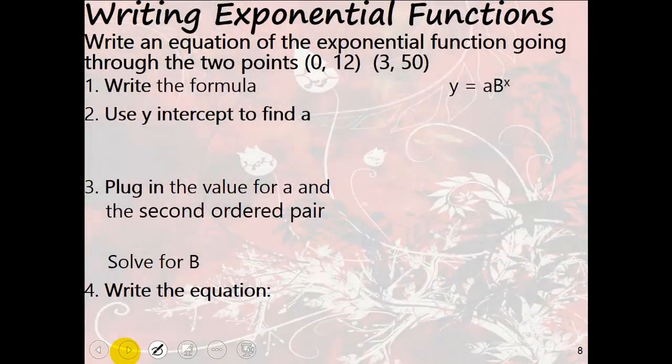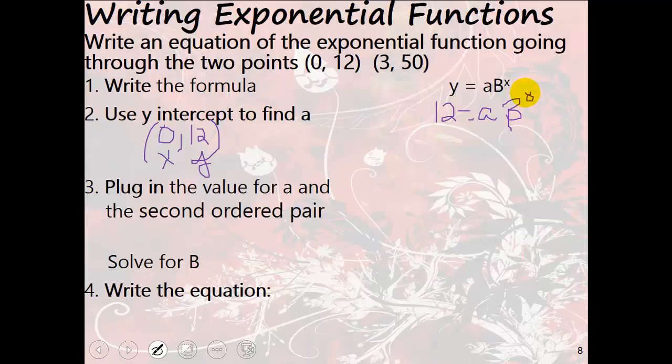All right, now we're going to do writing of equations. So write an equation of the exponential function going through the points (0, 12) and (3, 50). It's the same thing that we did before, only we're just given the points and not a graph. So we're going to use the y-intercept (0, 12) to find a. So I'm going to plug in, this is my x, this is my y, and then I'm going to solve for a. So I get 12 is equal to a times b to the 0.